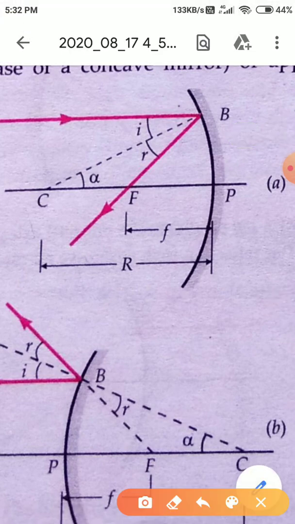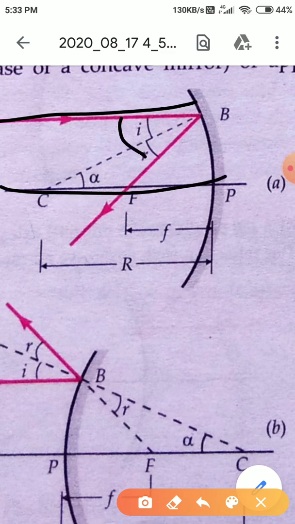Now this ray is parallel to principal axis. So angle of incidence... after reflection, it will pass through focus.